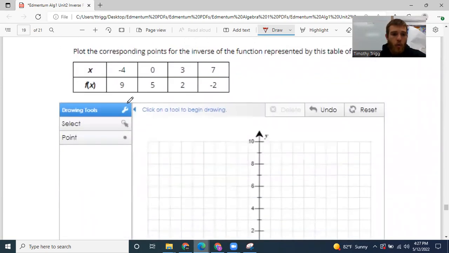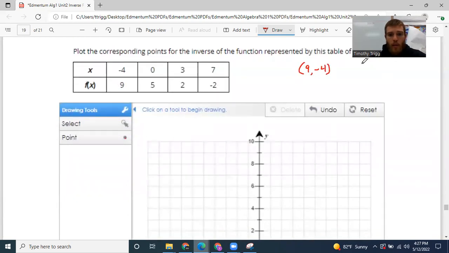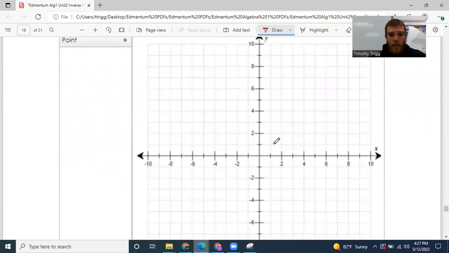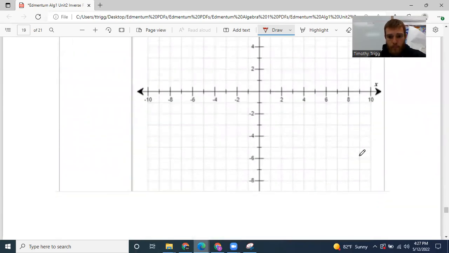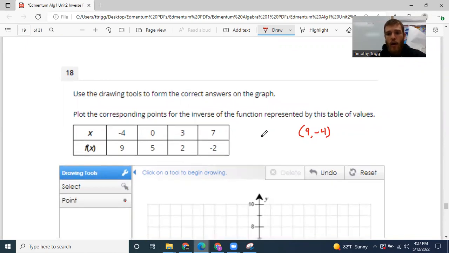Here they give us some coordinate points, but we want to graph the inverse of this. So instead of the point -4, 9, we'll have the point 9, -4. So I'd use the point tool, graph that point 9, -4. And then do the same with these other points as well, swapping the x and y coordinates and graphing the points.